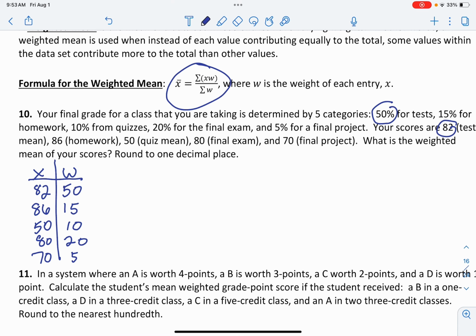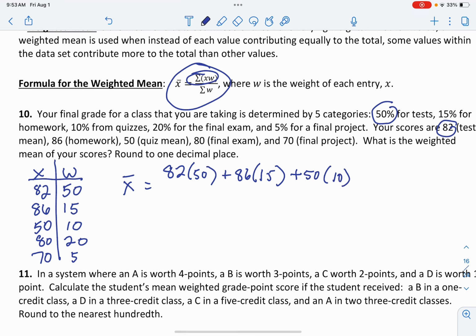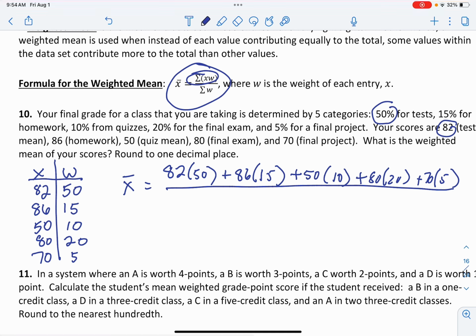Now we're just going to follow that formula along, the x bar, mean. So that top piece, x times w, so 82 times 50. All right, just going to multiply all the pairs together. Okay, that's the top, right? Multiply your pairs, and on the bottom, it's the sum of the weights. So we're just going to add up all of just the weights on the bottom. There you go. All right, there's how that formula works.